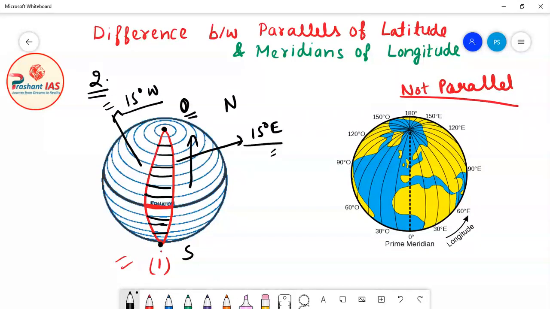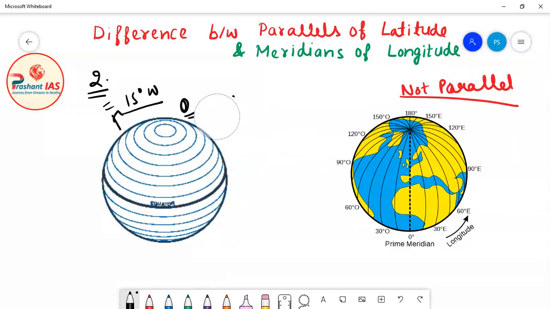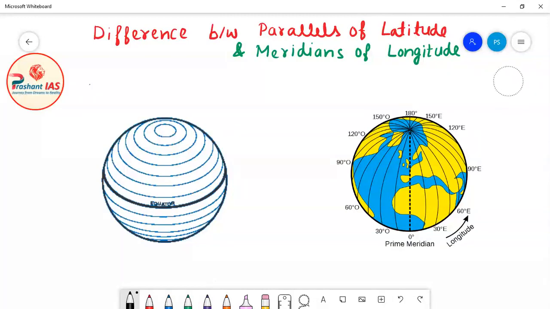So this is the second characteristic of meridians of longitude, that the distance between two meridians of longitude is not always the same. They are not parallel. The distance between them is maximum at the equator and it reduces as we move towards the poles, and it becomes 0 at the poles.